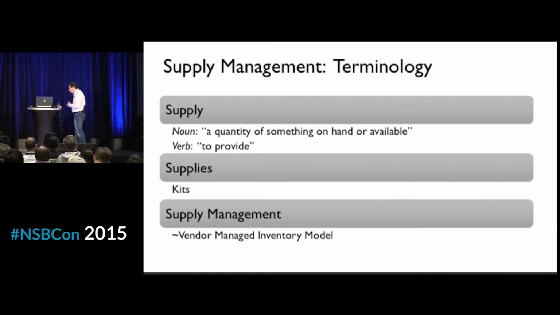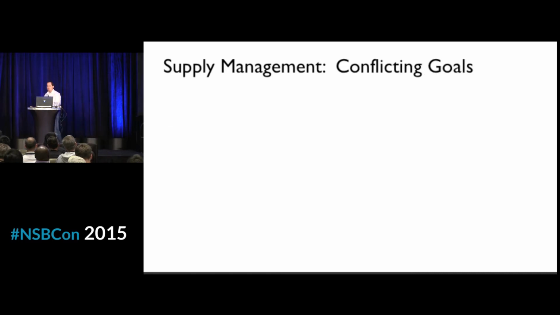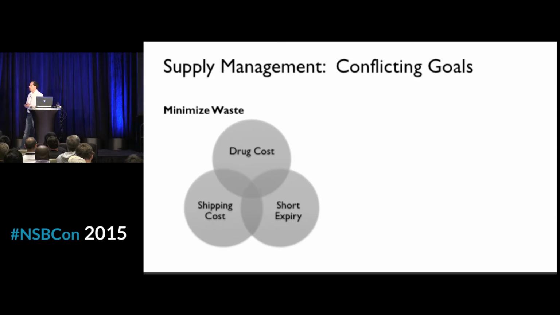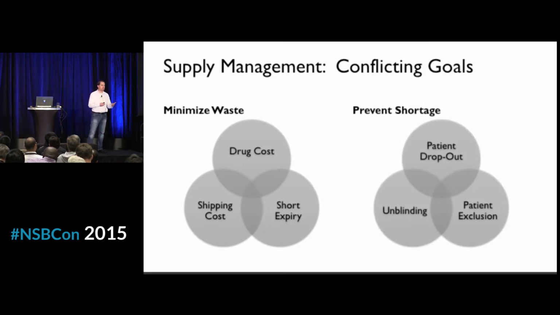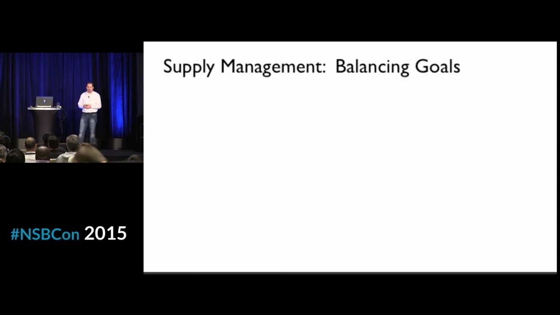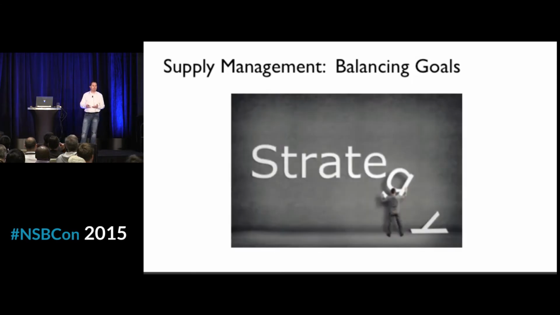There's two main conflicting goals that we have to deal with. The first is we want to minimize the waste. Drugs tend to be fairly expensive with very short expiration dates, so if a site has too many supplies, we'll end up throwing a lot of them away. But we also want to prevent a shortage. So we have to ensure if patients are coming into the site that there's actually enough supplies for them to give them a full treatment. Balancing these goals can be quite tricky, and we do that through the use of supply strategies. These strategies is what drives and powers our forecasting process.